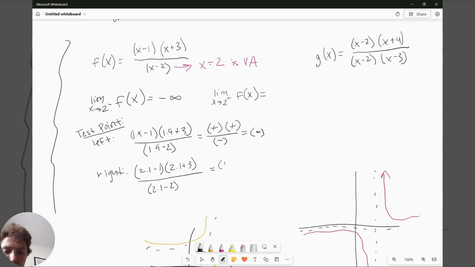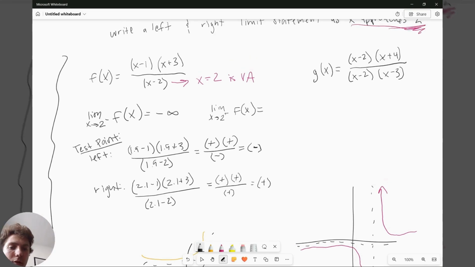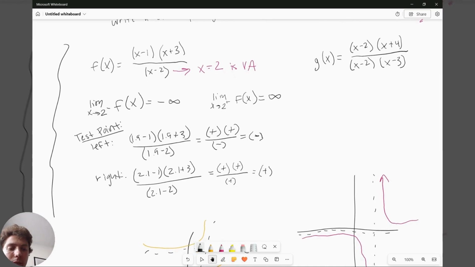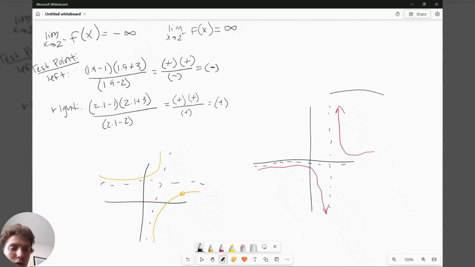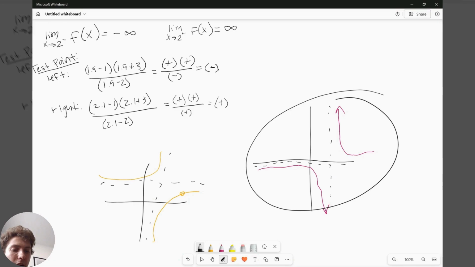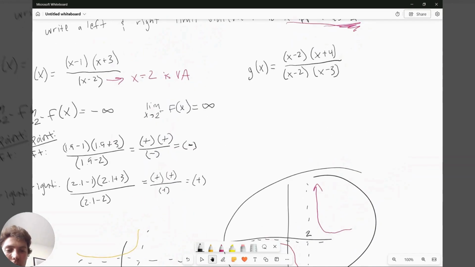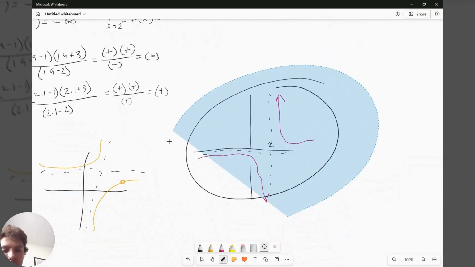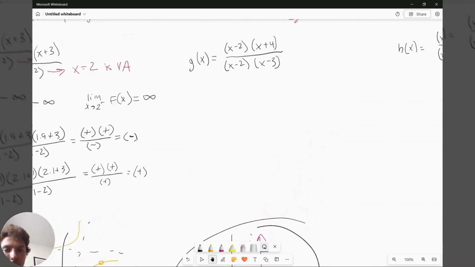2.1 minus 1 is still positive. 2.1 plus 3 is positive. And 2.1 minus 2 is positive. There's no negatives here, so the entire thing would be positive. That means the right side of this must go to positive infinity. That would look something like this graph. The left side of 2 goes down to negative infinity. The right side of 2 goes up towards infinity. It would look similar to that graph. Let's look at another example.